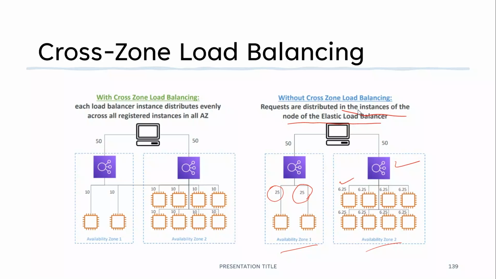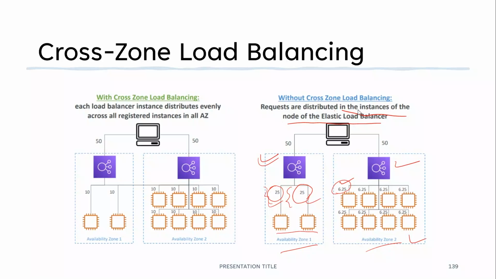So for each availability zone, the amount of requests that a particular EC2 instance handles is different. For this availability zone, as there are only 2 instances, each of those instances handles 25% of the traffic. For this availability zone, as there are 8 EC2 instances, each EC2 instance is handling 6.25% of the traffic. So they are different, and not uniform across the availability zones.